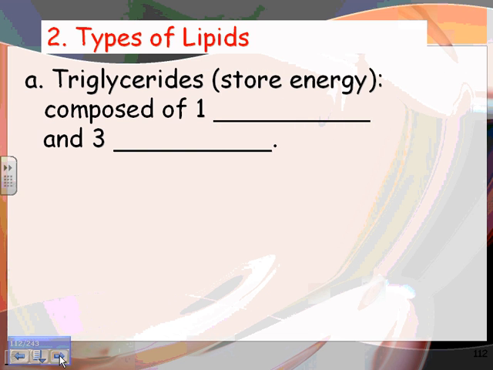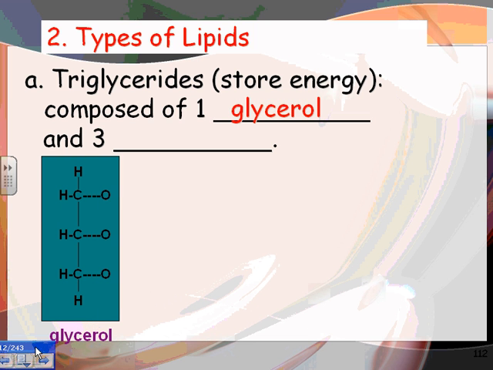Types of lipids. We're talking about triglycerides today, and triglycerides store energy. They're the fat that's in your body, or oils. They're composed of one glycerol, which looks like this. So here's a glycerol molecule. It's got carbon to carbon to carbon.